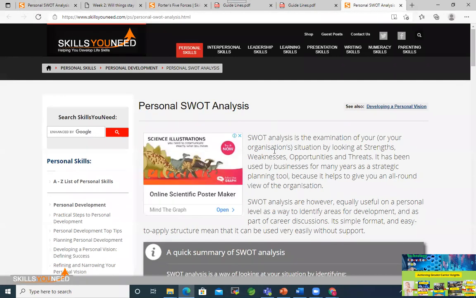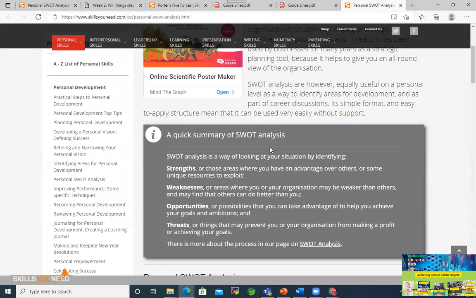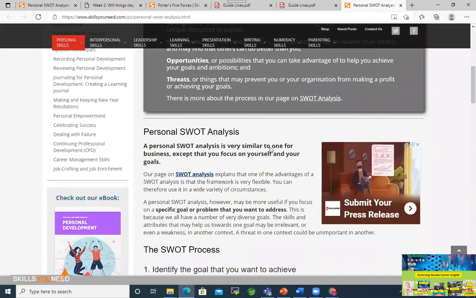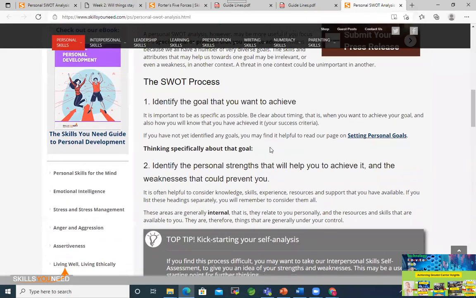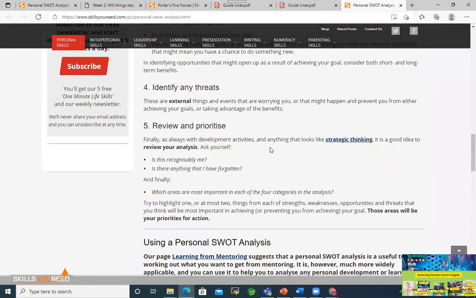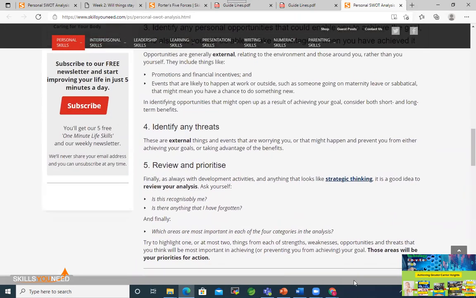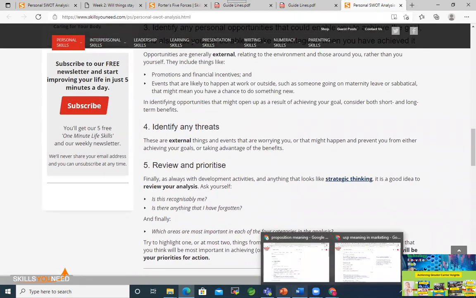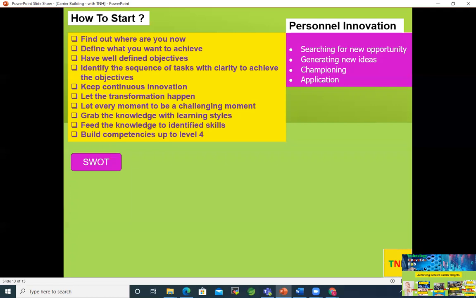That is the website. They also nicely explain what a SWOT is: strengths, weaknesses, opportunities, and threats. This will greatly help you find out where you are now as a resource. Okay, so that's that. Let's go to the next tool.